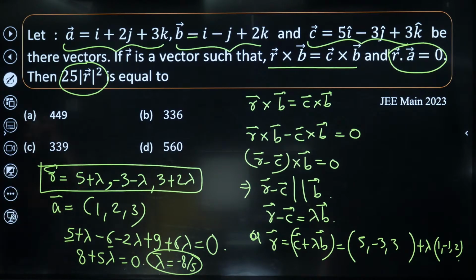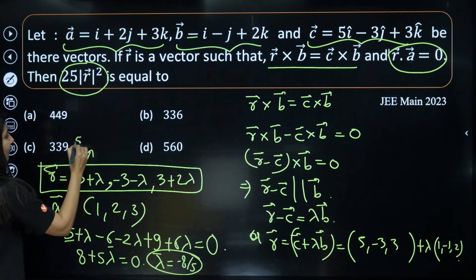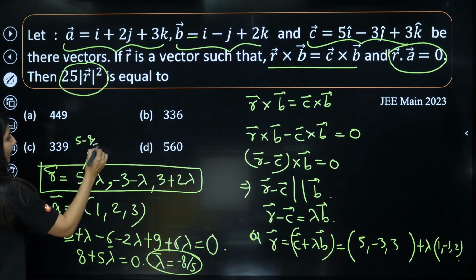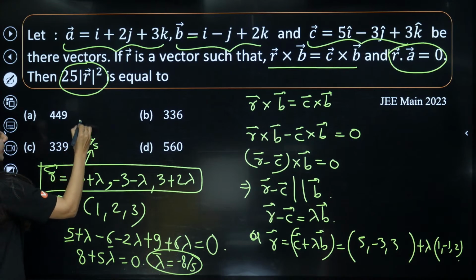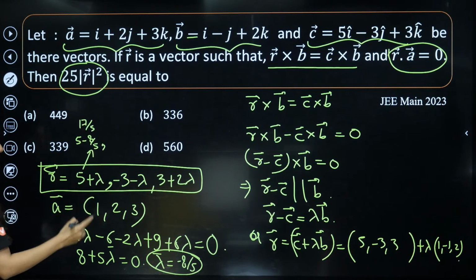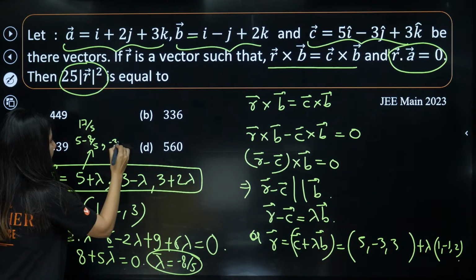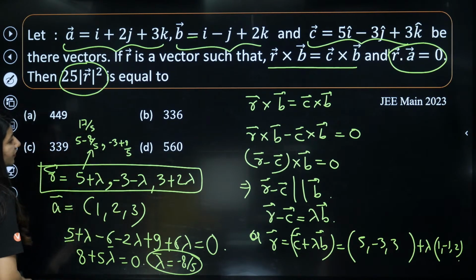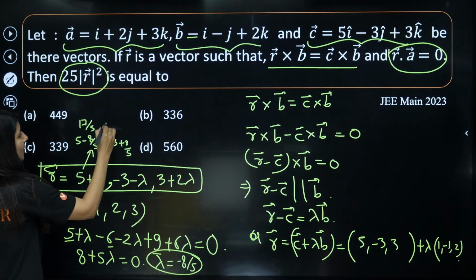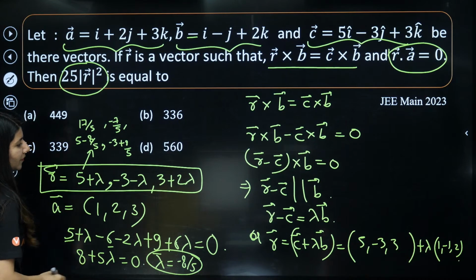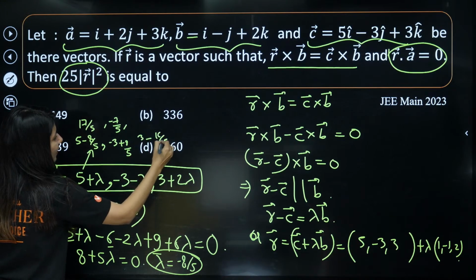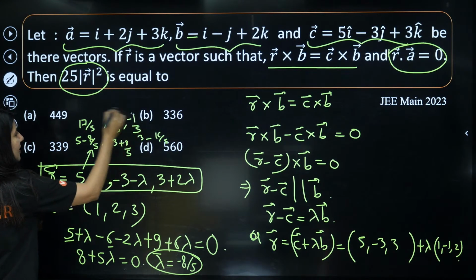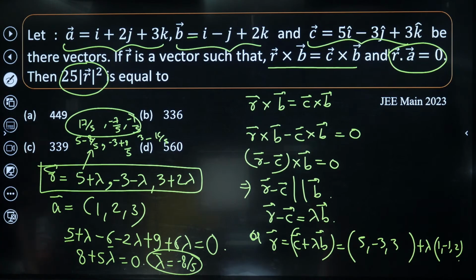So the moment you plug in the value in r vector, you will get r vector. So 5 minus 8 by 5: 5 fives are 25 minus 8, 17 by 5. So r vector is coming out as 17 by 5, comma, now minus 3 plus 8 by 5. 5 threes are 15, 15 minus 8, so minus 7 by 5, comma. We have 3 minus 16 by 5. 5 threes are 15, so minus 1 by 5. This is what you've got as your r vector.